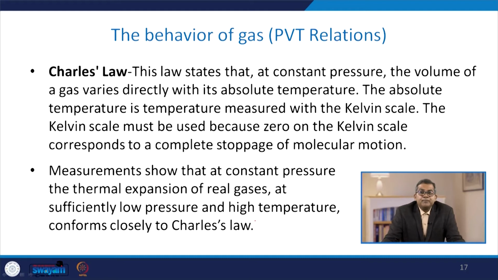Charles' law states that at constant pressure, the volume of a gas varies directly with its absolute temperature. The absolute temperature is the temperature measured with the Kelvin scale. The Kelvin scale must be used because 0 on the Kelvin scale corresponds to the complete stoppage of molecular motion. Measurements show that at a constant pressure, the thermal expansion of real gas at sufficiently low pressure and high temperature conforms closely to Charles' law.